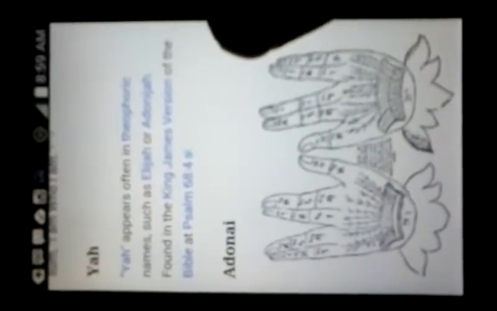Yah appears often in theophoric names such as Elijah and Adonijah, found in the King James Bible, Psalm 68:4. So that's just proof right there, showing you the reason why they do not use that, because clearly it spells out one of the names for God. So that's even further proof that God is coming to judge the world this year. Yahweh is going to come and judge the world this year.